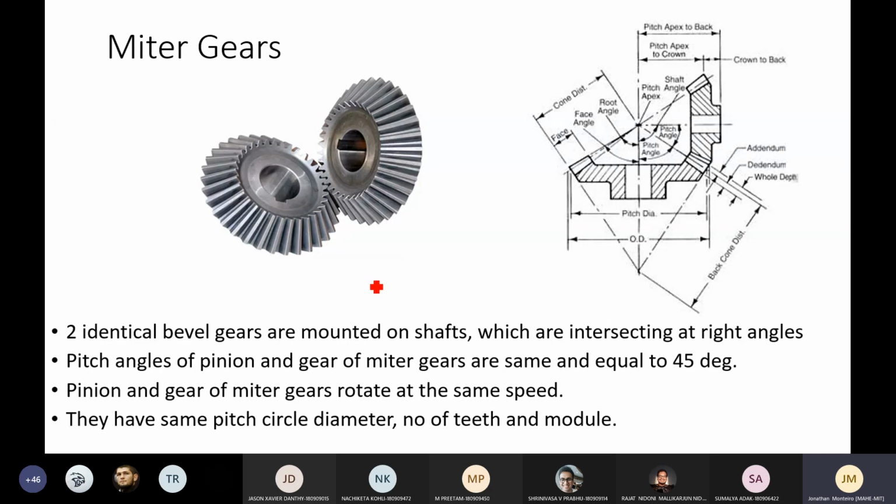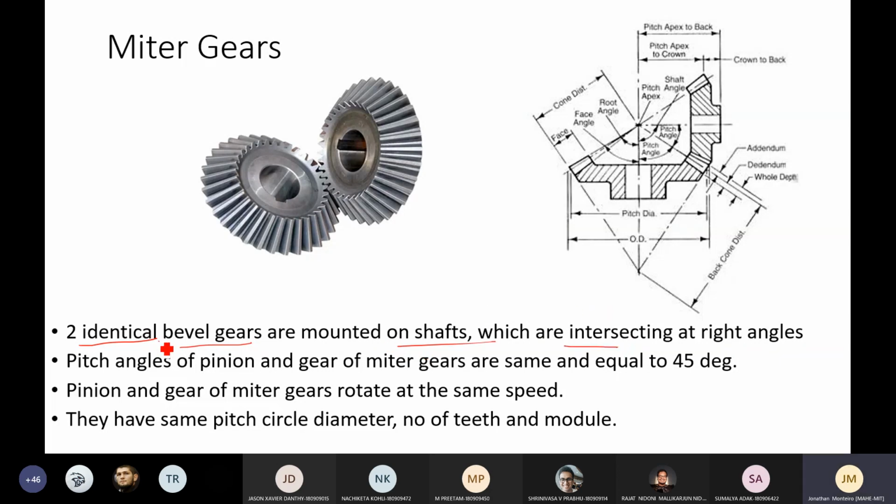This is something very important: mitre gears. As you can see here, what is the difference between these two? Even if you want to find a difference, you can't find any. They look exactly like a mirror image of each other, and that is exactly what they are. They are totally identical: two bevel gears mounted on shafts which intersect.